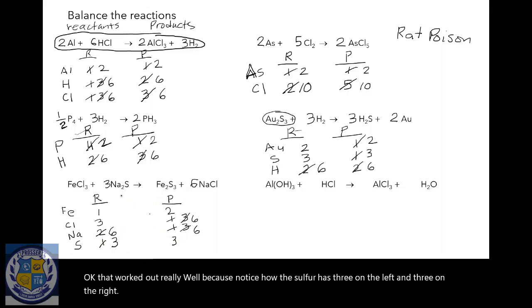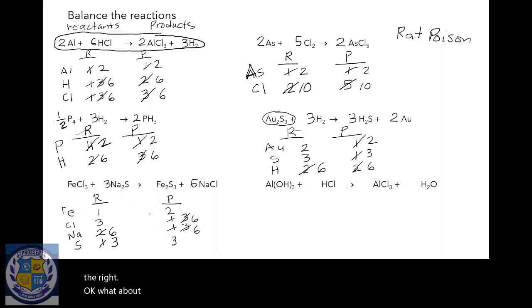Okay, what about the chlorine? How about if I put a 2 here? 2 times 3 is 6, so this becomes a 6. And that 1 becomes a 2, and we're done. How's that? Okay.